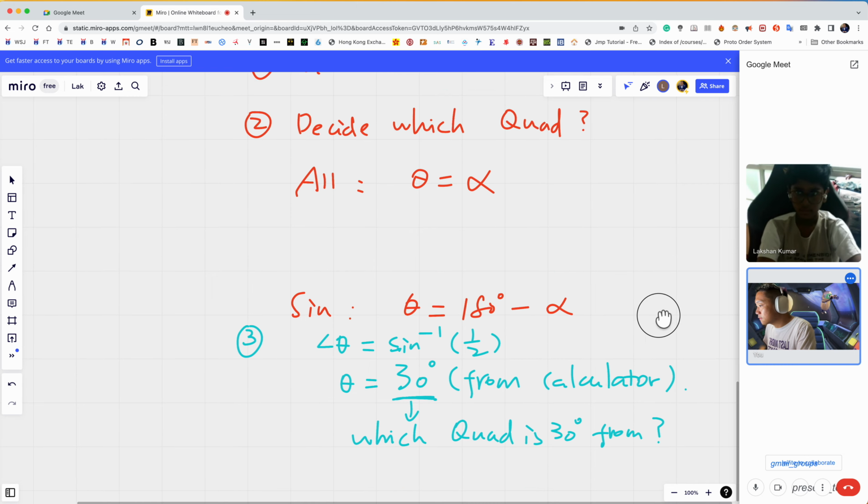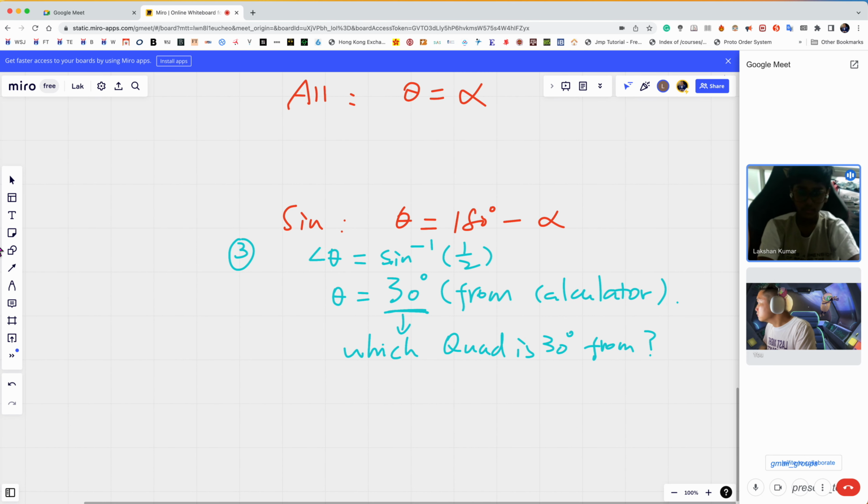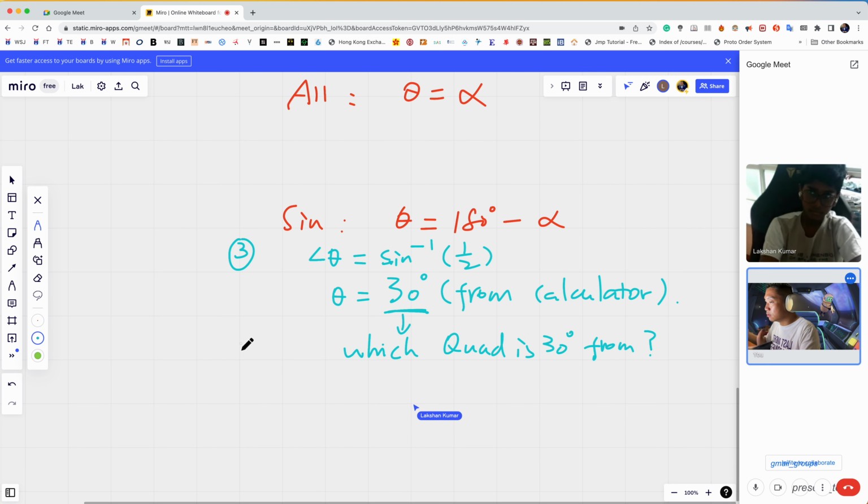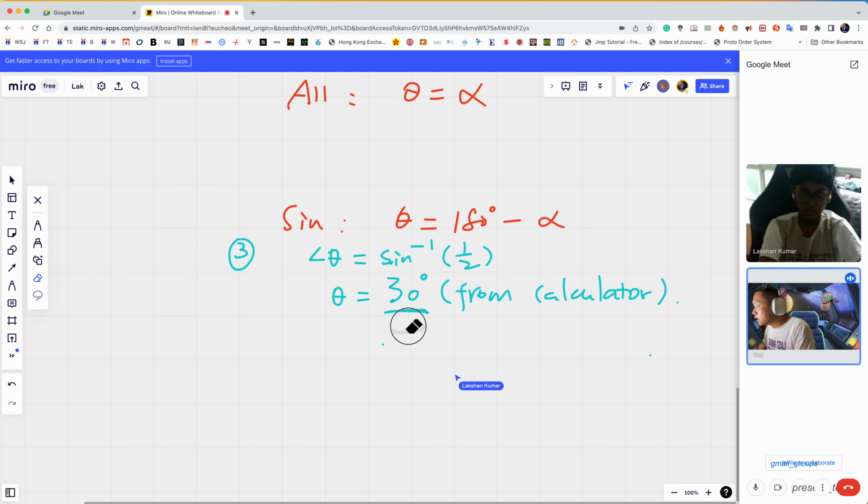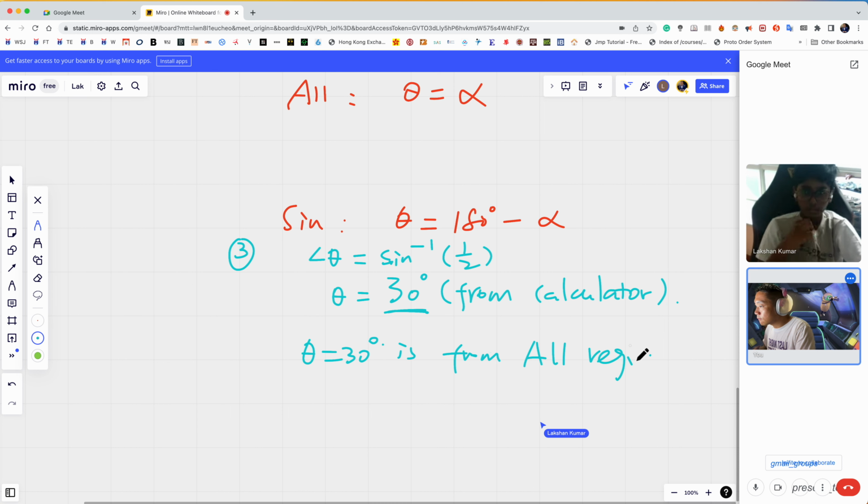Let's answer ourselves: which quadrant is 30 from? It's the first quadrant. Very good. But we don't use first, second, third, fourth. We use all, sine, tangent, cosine, so start to use this convention. So I don't need to write this down. I just write down that theta equals 30 is from the all quadrant. Done? Okay, good.